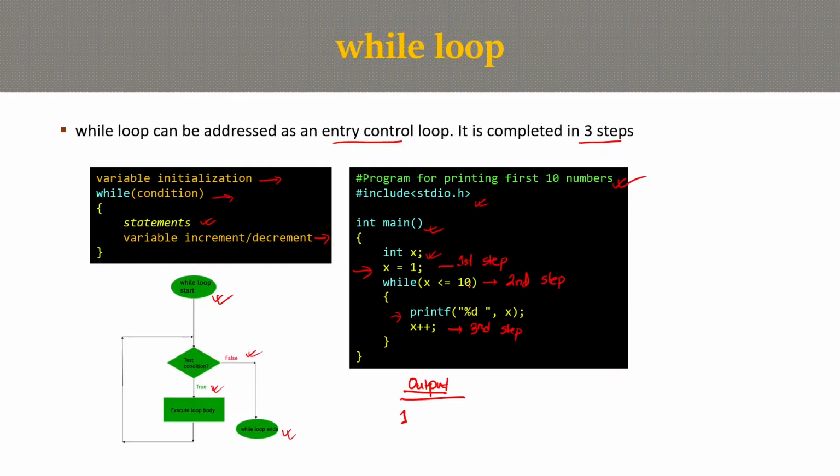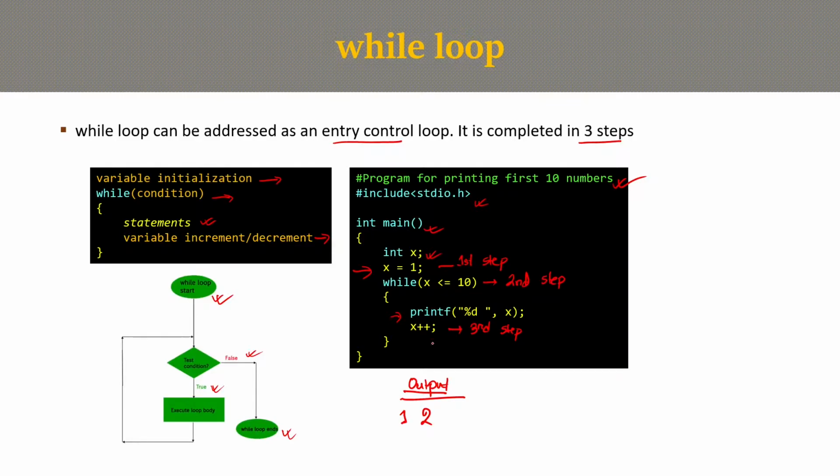Yes, 2 is in fact less than or equal to 10. So since 2 is less than 10, this condition is satisfied. Now what happens is it will go to the next statement, and here it will execute this line, which is our printf %d x. Now the value of x is 2, right? So it will print 2.